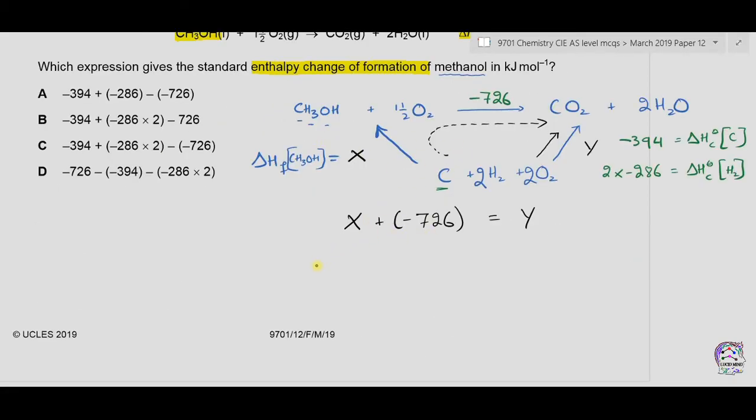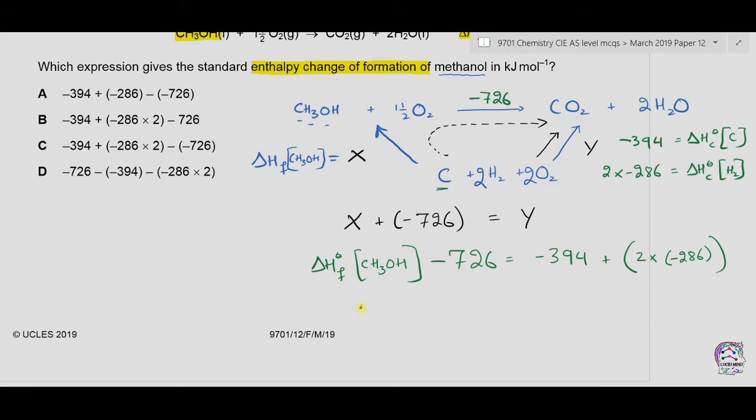So we have X will be enthalpy change of formation of methanol minus 726 equals Y. For Y we have 2 values. First is minus 394 for the enthalpy change of combustion of carbon. Second is the enthalpy change of combustion of hydrogen, which is 2 into minus 286.